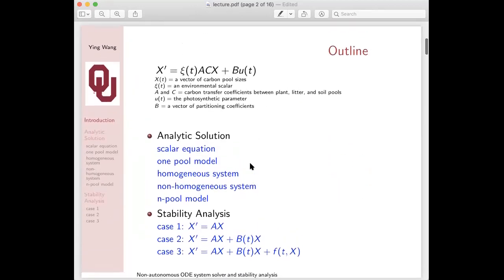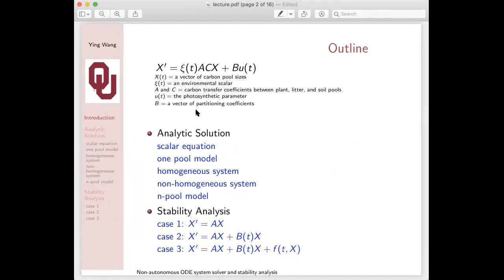We're going to focus on this carbon dynamics model. X prime is equal to C times A times C times X plus B times U. By now, I believe you have seen this model multiple times. Here, X is a vector of carbon pool sizes, and C is an environmental scalar. A and C are carbon transfer coefficients between plant, litter, and soil pools. They are usually matrices. U is the photosynthesis parameter, and B is the vector partitioning coefficients.